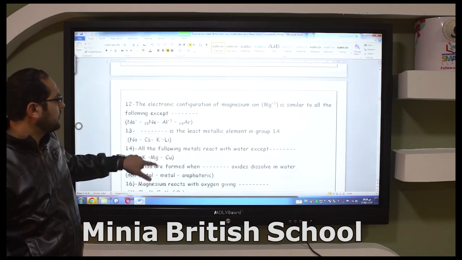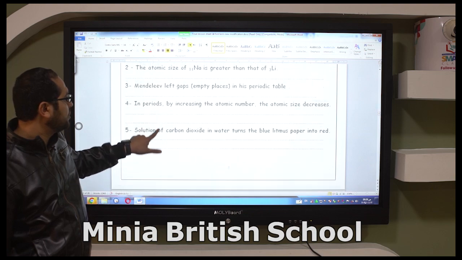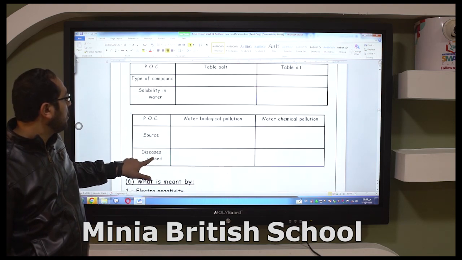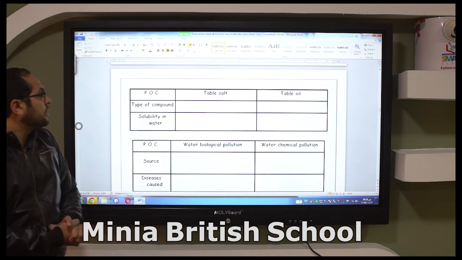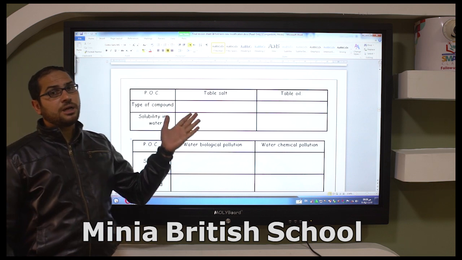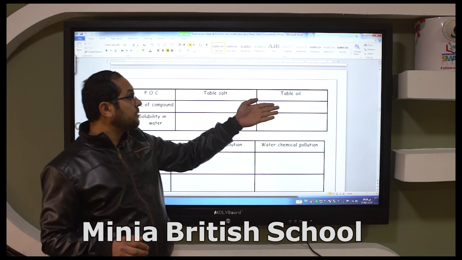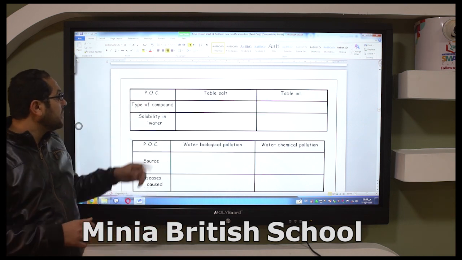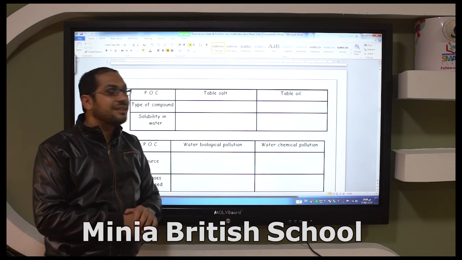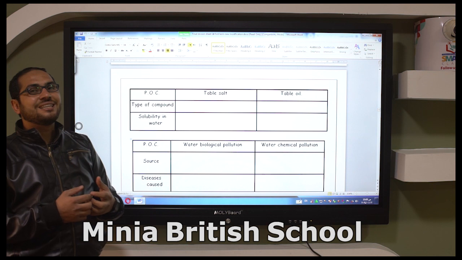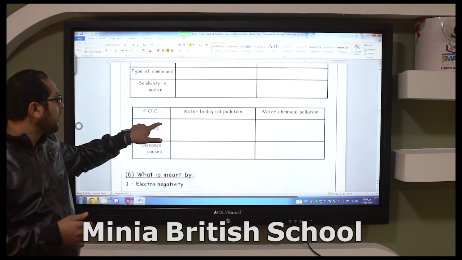Let's move into Unit 2, the atmospheric pressure. This is the comparison between table salt and table oil, type of compound. As you know, table salt is an ionic compound, and table oil is a covalent compound. Solubility in water: table salt dissolves in water, while oil doesn't dissolve in water because it doesn't make hydrogen bonds with water.